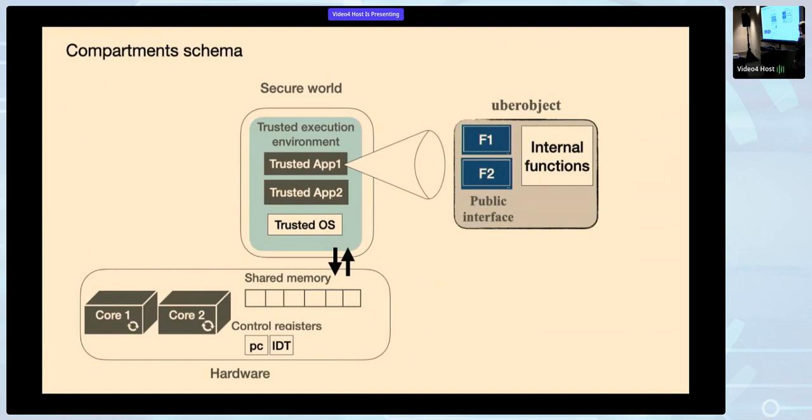Okay, so a compartment is like a regular object. It has some internal functions that implement it, and it also has a public interface with which it can communicate with other compartments, with other objects. But the difference is that it has this shared memory. It has some exclusive resources here on the shared memory that only this object can have access to. So it's exclusively for this Uber object. No one else can touch it.